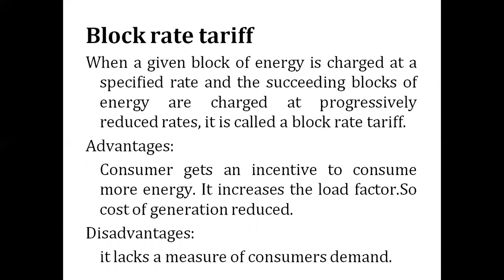So in the block rate tariff, the energy consumption is divided into blocks and the price per unit is fixed in each block. The price per unit in the first block is the highest. Why is it highest? Because the fixed charges are merged into the running charges for the first block, so the price per unit of this block is high. The first block has the highest charge because the fixed and running charges are accounted for in it, and then the rate gradually decreases progressively for the successive blocks of energy.